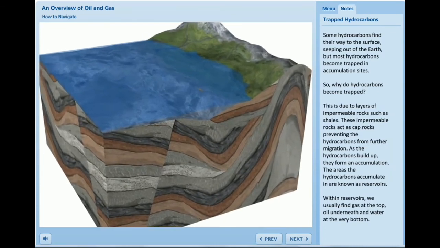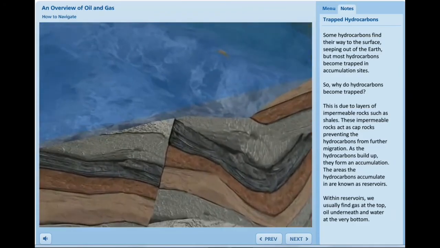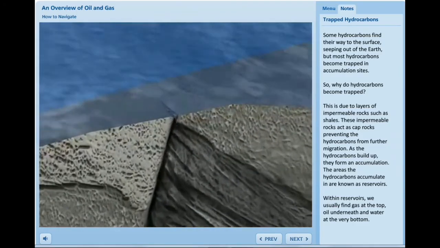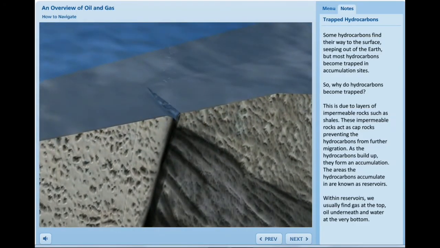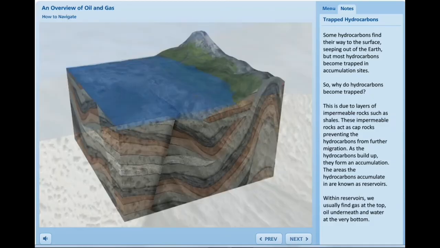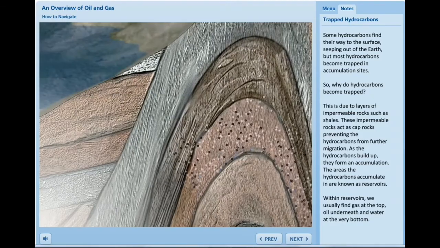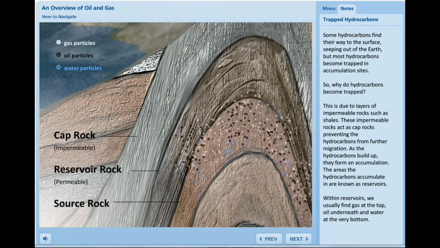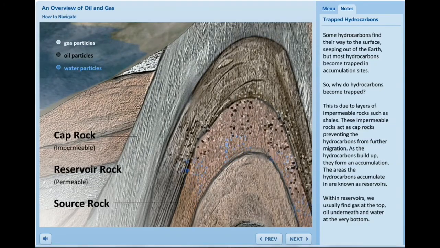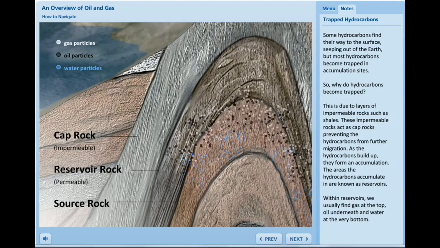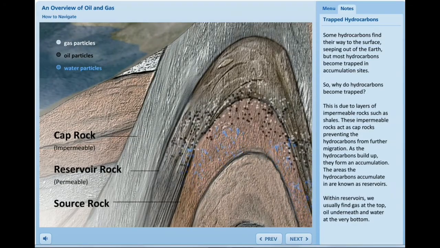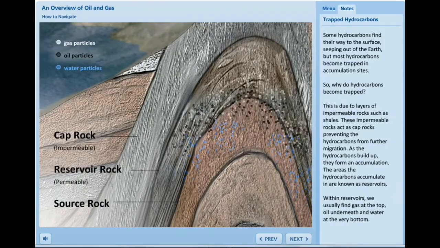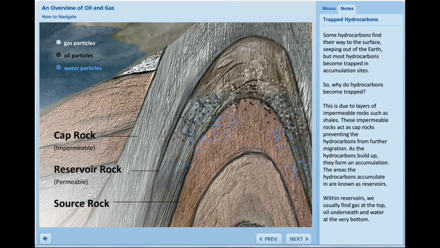Some hydrocarbons find their way to the surface, seeping out of the Earth, but most hydrocarbons become trapped in accumulation sites. So, why do hydrocarbons become trapped? This is due to layers of impermeable rocks, such as shales. These impermeable rocks act as cap rocks, preventing the hydrocarbons from further migration. As the hydrocarbons build up, they form an accumulation.